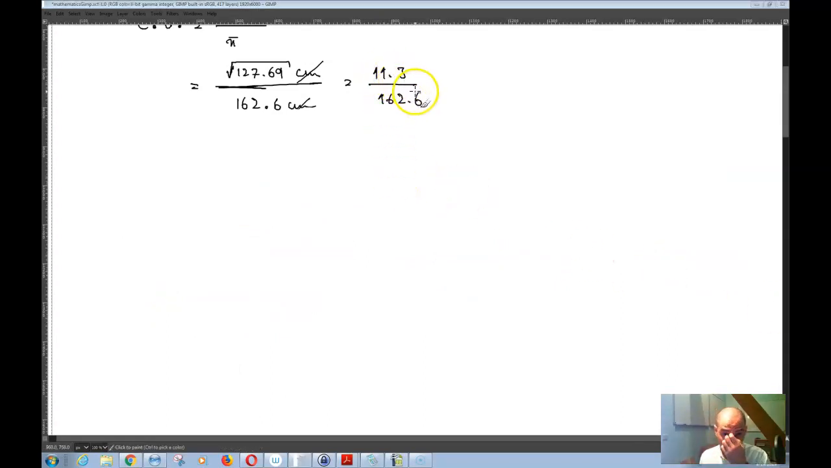Now to calculate this division, you do need to take this decimal point out of the quotient, meaning that to divide, you would have to write 11.3 divided by 162.6, and the division you couldn't do it because it's not easy to fit. For example, when you divide 8 divided by 2, you have to count how many times 2 goes into 8.